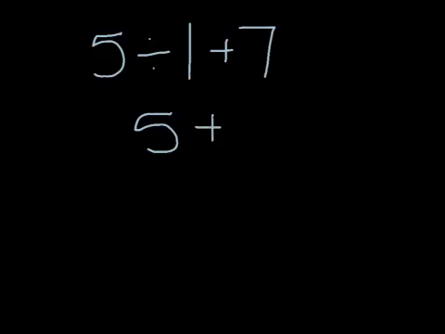Let's try another one. 5 divided by 1 plus 7. When I look at this, the first thing I ask myself is, are there any parentheses? No. Are there any exponents? No. Is there any multiplication or division? There sure is, and the first problem I come to is division. So 5 divided by 1 is 5, and then I bring down the plus 7. 5 plus 7 is 12. That's the correct answer.